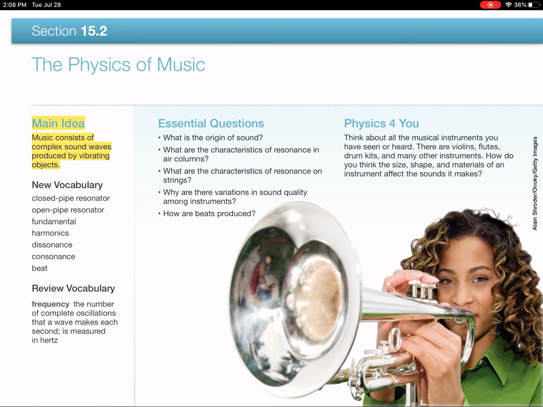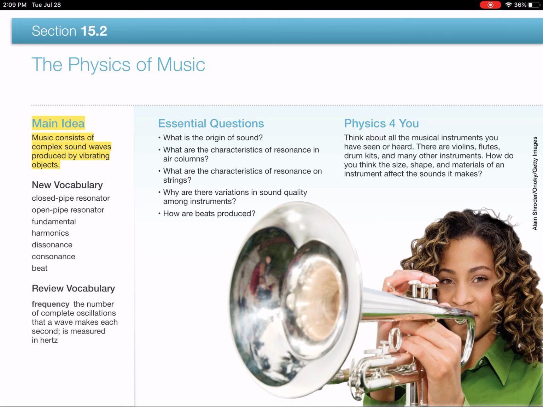The next section of the book that we're going to be going over is section 15.2, the physics of music. So we're talking about sound. Remember, it's a longitudinal wave. So the main idea that we have here is that music consists of complex sound waves produced by vibrating objects. And they show the trumpet or cornet, which happens to be in the picture there.